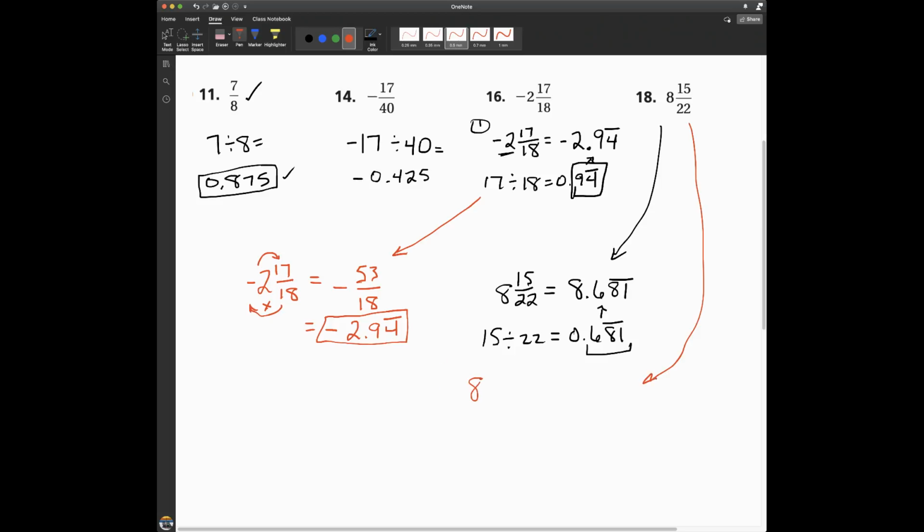Okay, 8 and 15/22. I could turn that into an improper fraction. I take 22 times 8, and then I get an answer, and I add 15 to it. When I do that in my calculator, I end up with 191 over 22. Then in your calculator, you take 191 and divide it by 22, and guess what you get? 8.681 repeating. So you end up getting the same answer.